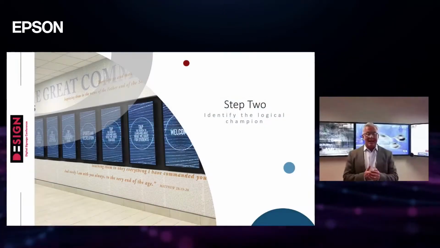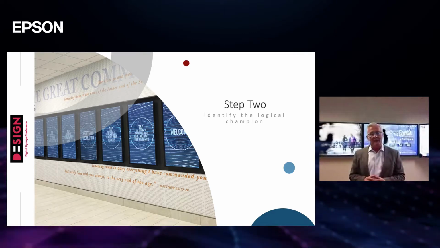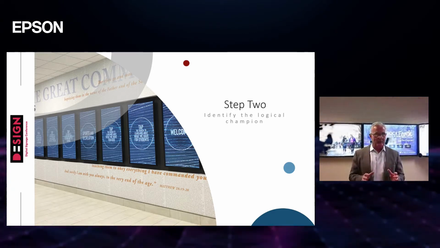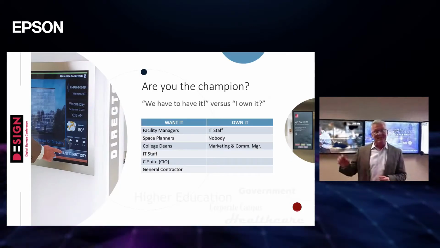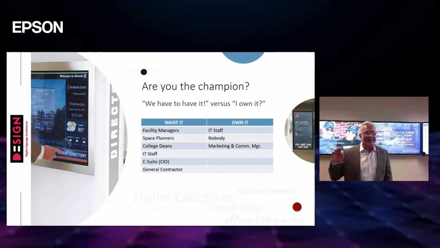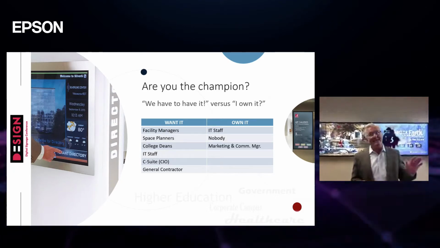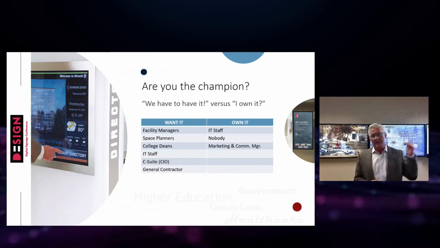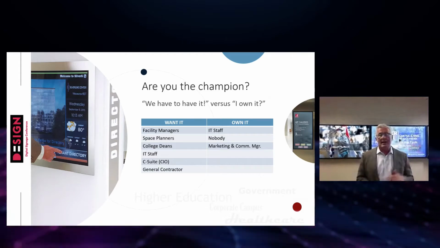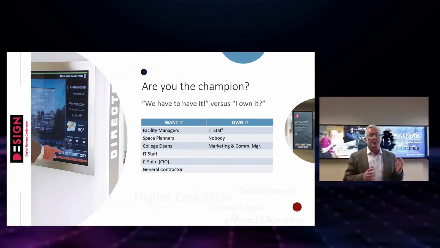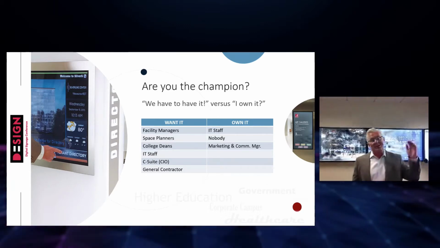So we've already decided that, yes, they do have a problem. They're trying to solve several different things. But in identifying the logical champion, there are really 2 champions. And there's the one who says, we have to have it. And then later, there's someone who says, I own it, right? Identifying the I own it person is far more difficult than I have to have it, right? And it's easy to satisfy I have to have it. Facilities managers, space planners, college deans, sometimes directors of IT, the CIO. And in many cases, it might be a general contractor who specified this because facility or space planning people wanted it. This is actually the easy part.